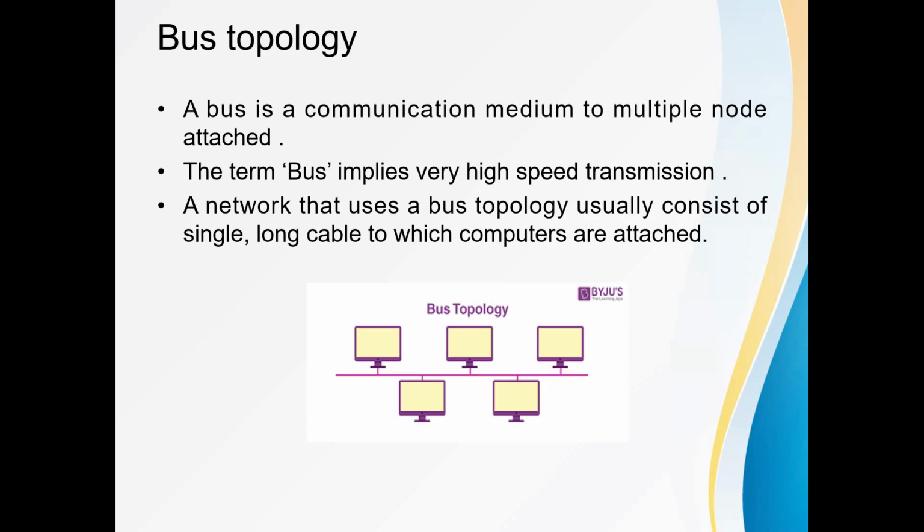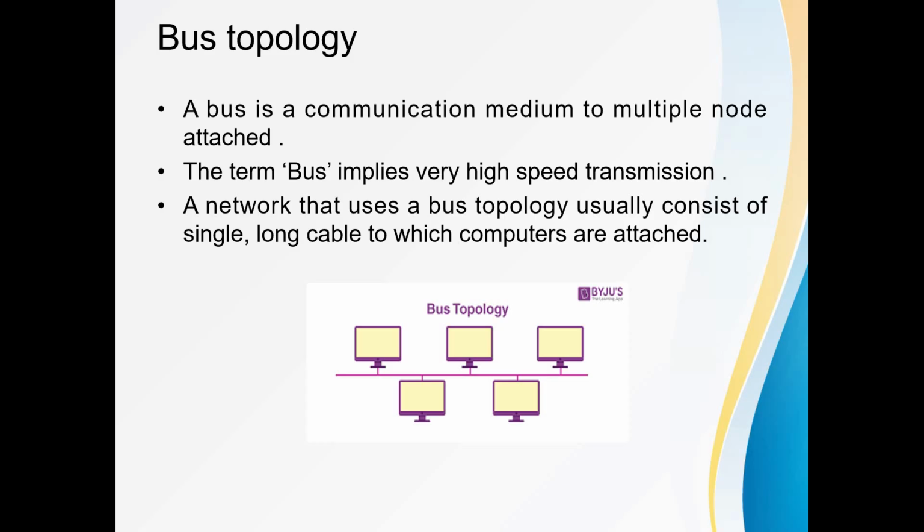First one is bus topology, next one is star topology, third one is ring topology, fourth one is tree topology, then mesh topology, next combination of different topologies. So first one is bus topology.